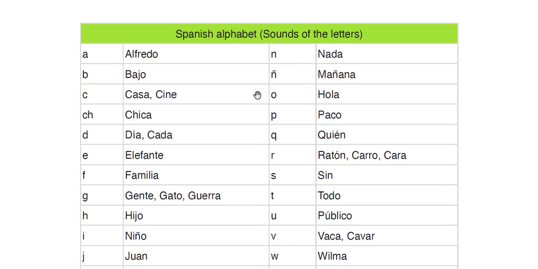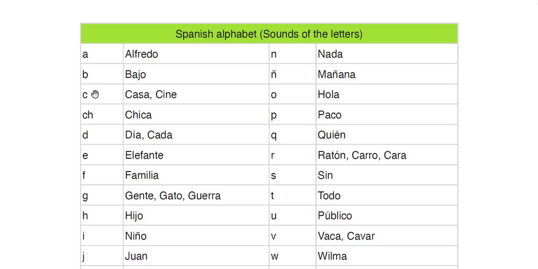All right, let's take a look at the Spanish alphabet, the sounds that the letters make. So the letter A, Alfredo. Notice the A says the A sound. Letter B, bajo, or if the B is within a word, such as acaba, it's a little softer.